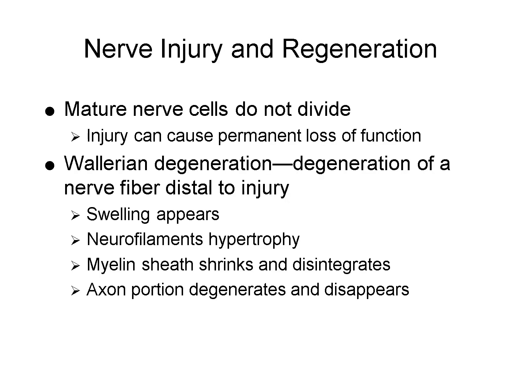Mature nerve cells do not divide, meaning injuries to neurons often result in permanent functional loss. In cases of axonal injury, Wallerian degeneration occurs. The portion of the axon distal to the injury degenerates, myelin disintegrates, and the axon breaks apart. Swelling and hypertrophy of neurofilaments are common features of this process.